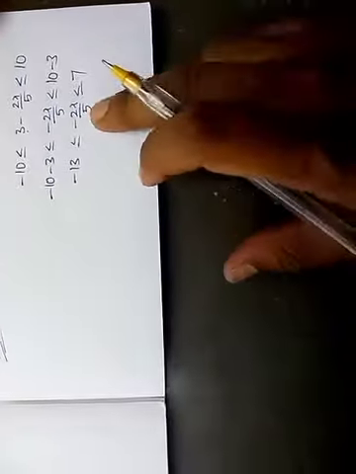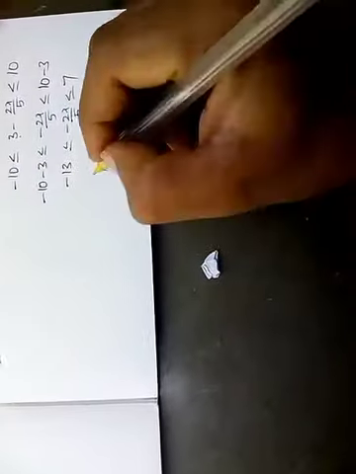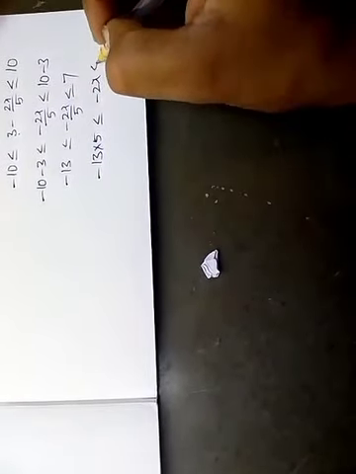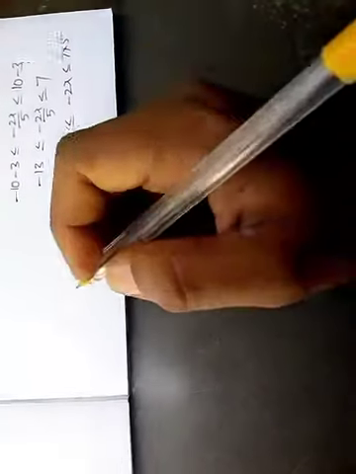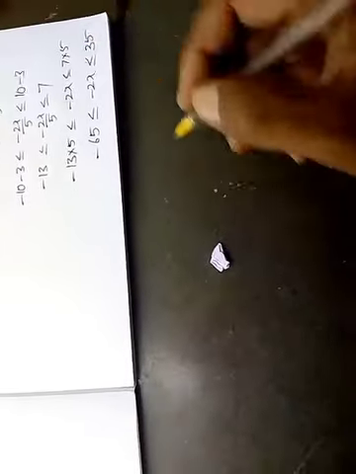Now we have to remove 5. How to remove it? It is division, so multiply with 5. Minus 13 into 5 less than or equal to minus 2x, less than or equal to 7 into 5. So minus 65 less than or equal to minus 2x less than or equal to 35. So minus 65 less than or equal to minus 2x less than or equal to 35.